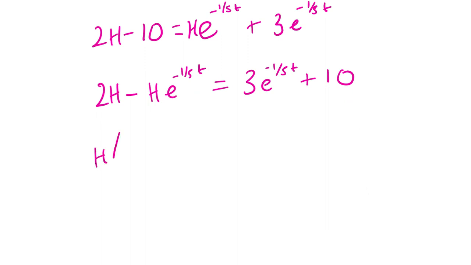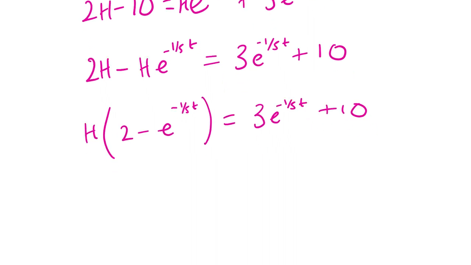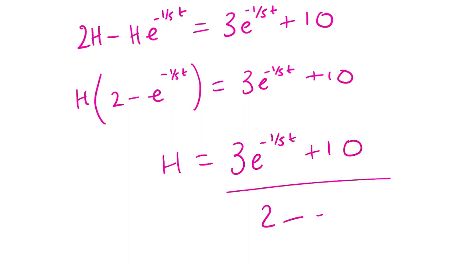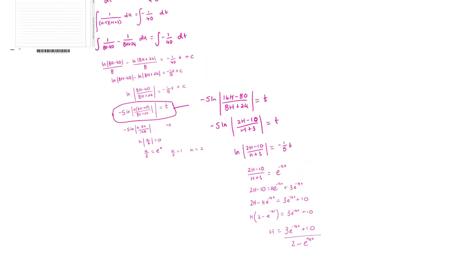Factorise out h. h lots of 2 minus e to the minus t over 5 equals 3e to the minus t over 5 plus 10. Divide both sides. So h equals 3e to the minus t over 5 plus 10, all over 2 minus e to the minus t over 5. Okay, there we have it. 7-mark question.